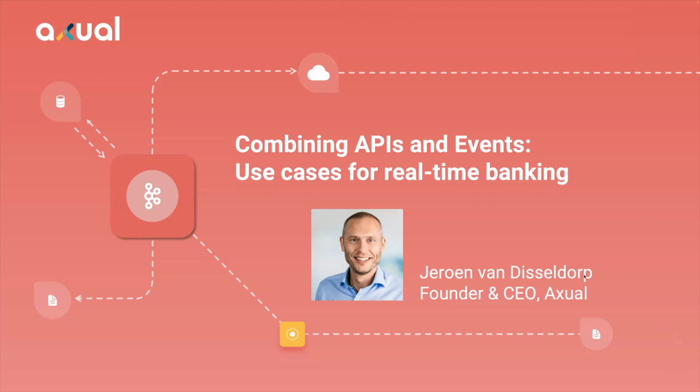Today we'll be talking about APIs and events, especially how to combine them, and we'll look at a few use cases for real-time banking. So my name is Jeroen van Disseldorp. I'm founder and CEO of Axual.